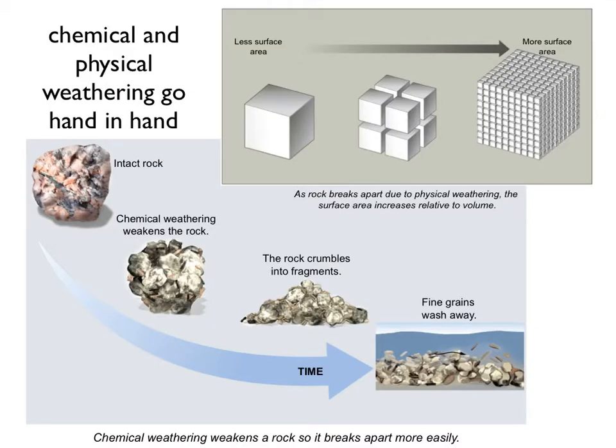Physical and chemical weathering go hand in hand. This should come as no surprise. As physical weathering works to break down rocks and minerals into smaller and smaller bits, you're exposing more surface area of those bits, which can be then targeted more efficiently by water, which does the chemical weathering part. So as your rock breaks apart due to physical weathering, the surface area increases and therefore more chemical weathering occurs.